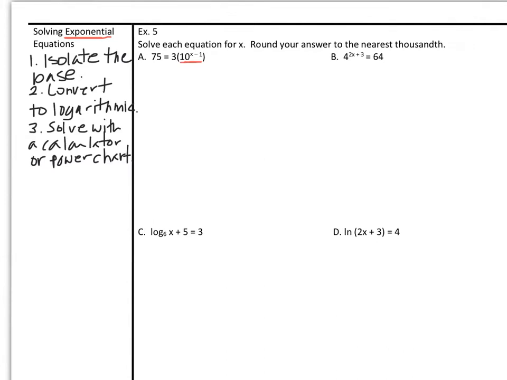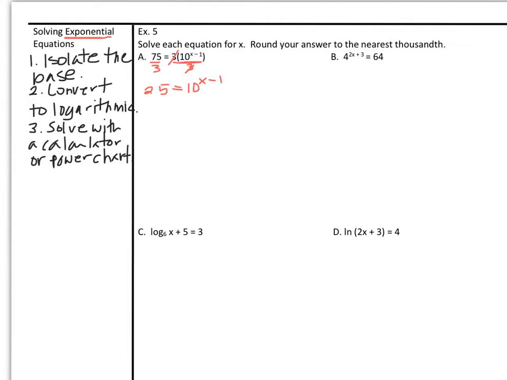Here's example A. 75 equals 3 times 10 to the x minus 1 power. This is an exponential equation because we have a variable as the exponent. Step 1, isolate your base. If that parenthesis is being multiplied by 3, we need to get rid of it. So I'm going to divide by 3. 75 divided by 3 is 25. On the right, the 3's cancel, and we're left with 10 to the x minus 1 power.